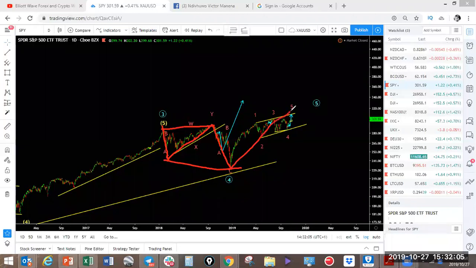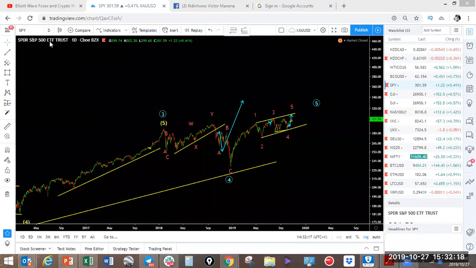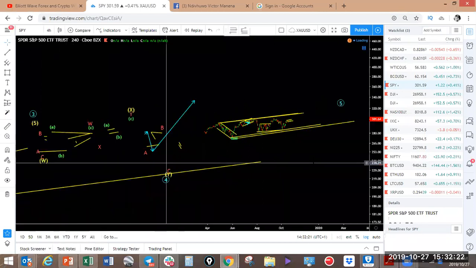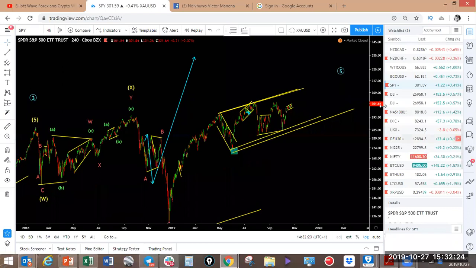So now we're looking for this wave 5 to complete. How far will this go? Doesn't really matter. We will catch it, we will track it, and when it's complete, we will get the move to the downside. Okay, so that is the S&P 500. Let's look at the lower time frame, 4 hour, to see the next move here.